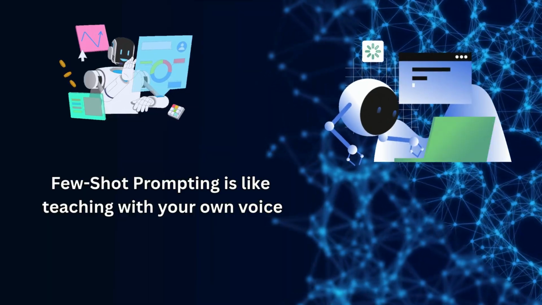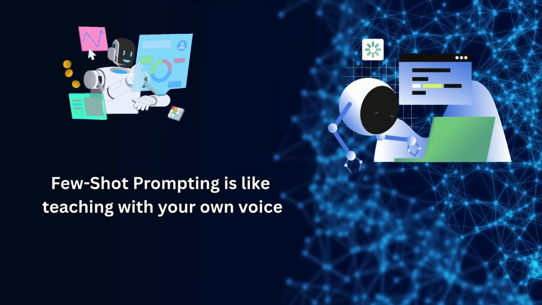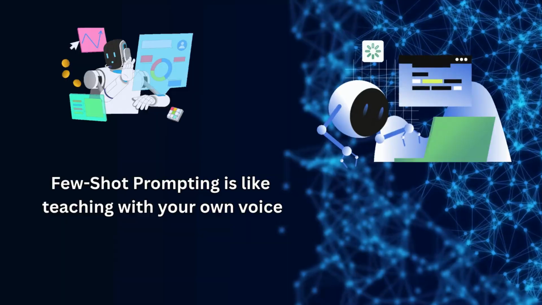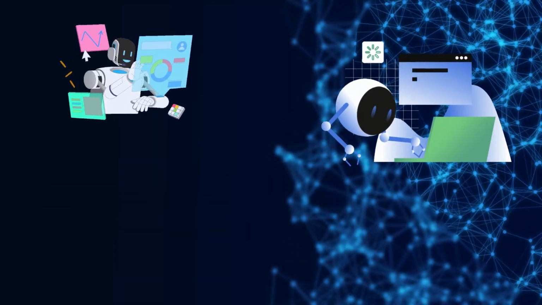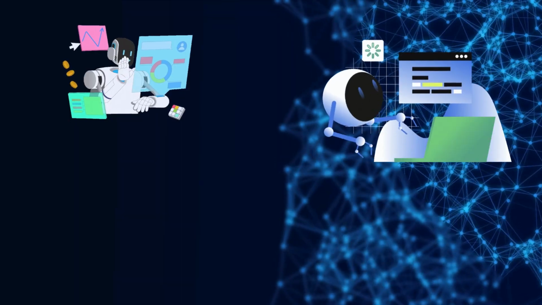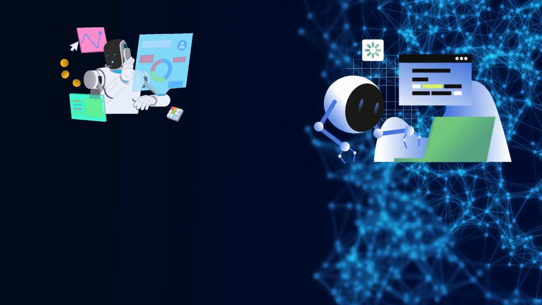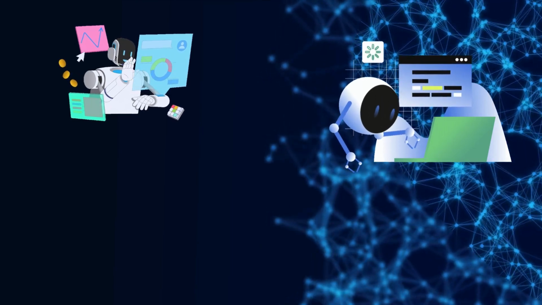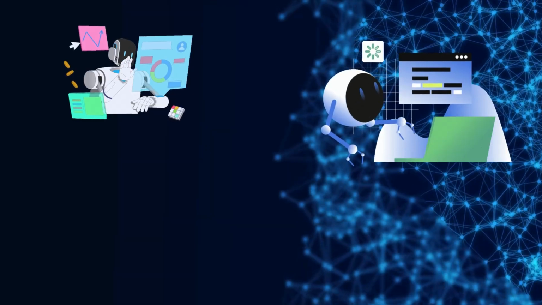Few shot prompting is like teaching with your own voice. It's not just asking. It's not about giving more information or examples. It is shaping the answer before it even begins by giving just enough to guide the system's intelligence. You are not writing code, you are writing patterns. And when those patterns are clear, the patterns that shape how AI thinks, reasons, and responds, the results feel human.